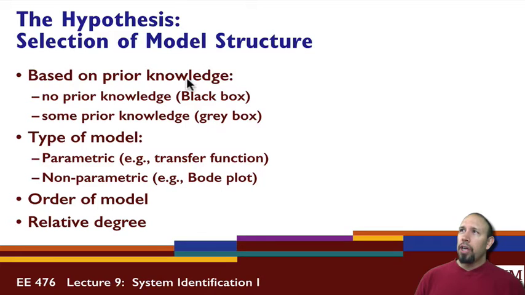So if we already know something about the model structure, then we want to incorporate that. That's our gray box. But if we just assume nothing about our system, or very little about our system, then we would start with a black box.